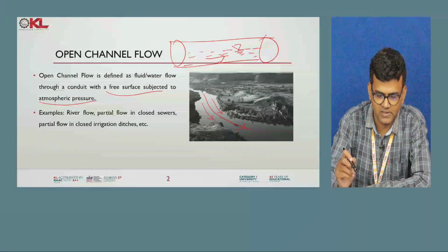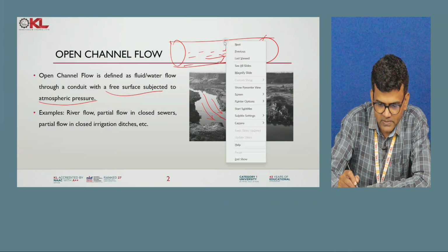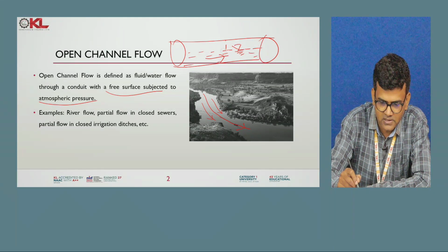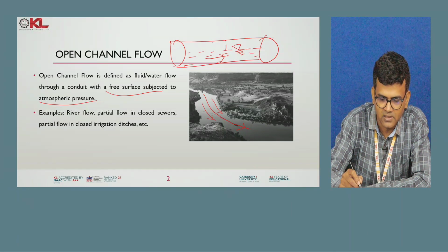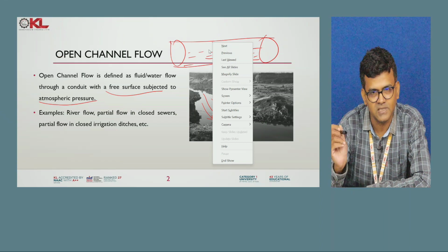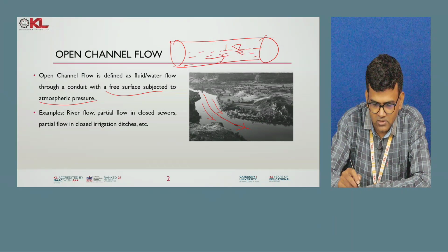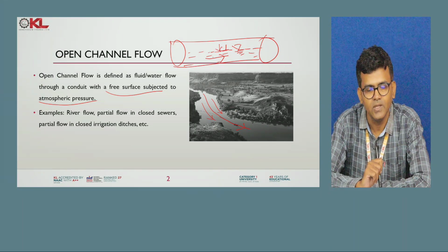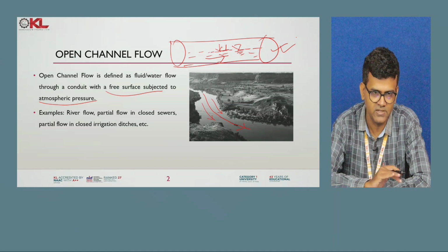It is partially filled. That means between this top surface and the boundary of the pipe there is a gap where atmospheric pressure exists. So on the top surface atmospheric pressure is existing. So this flow also comes under the category of open channel flow.